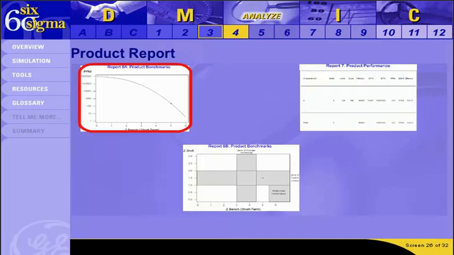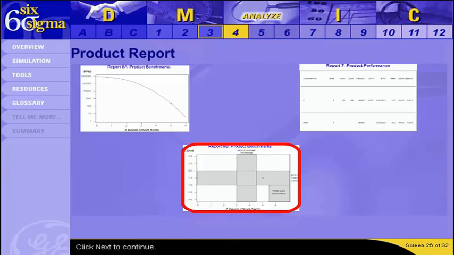The Z-bench curve provides a graphical representation of the product performance table and allows you to see how the Z-bench values compare for each characteristic. And the second benchmark graph shows you how each characteristic is doing with regard to technology. It allows you to examine the Z sub st versus the Z shift as has been discussed earlier. This helps you determine whether you primarily need a new technology or better control. For additional information, click the Resources button on the left menu. Click Next to continue.